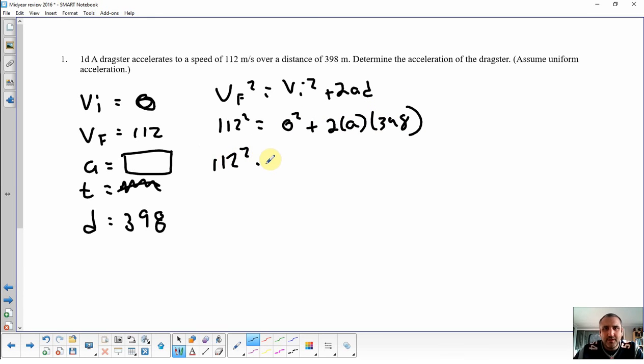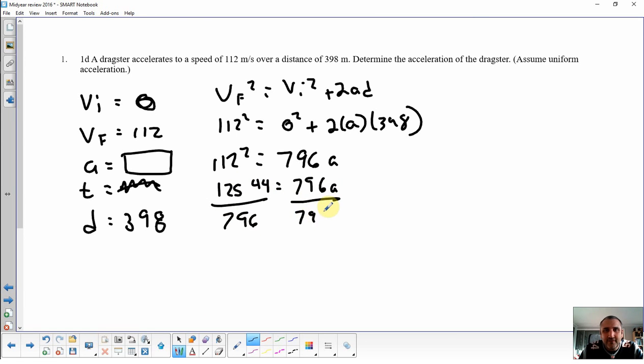112 squared equals whatever 398 times 2 is, which is 796 A, and 112 squared is 12544, if I can read my handwriting, equals 796A. See, you think I'm doing this in my head? No, I did it like 5 minutes before I started the video. Anyway, and then divide both sides by 796. I wish I could do this in my head.